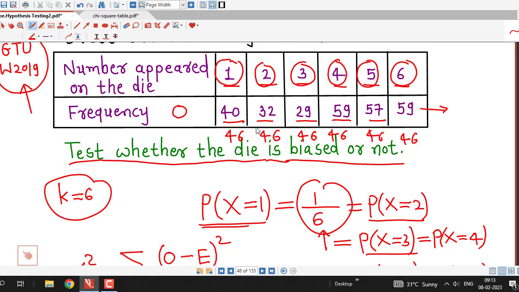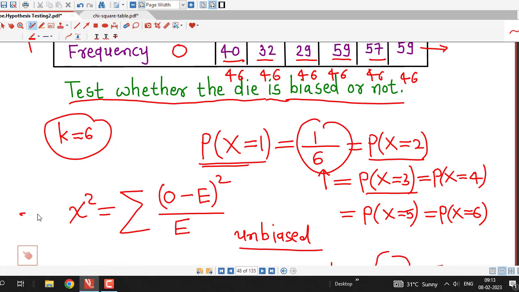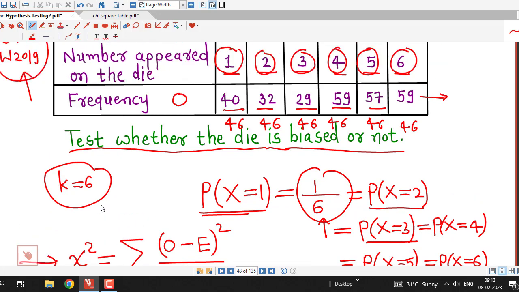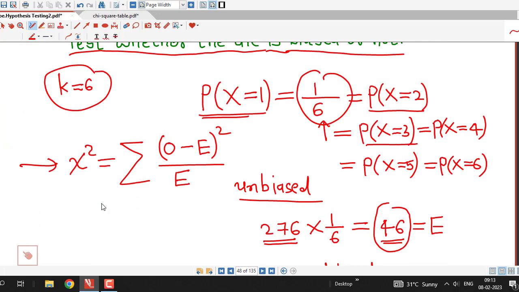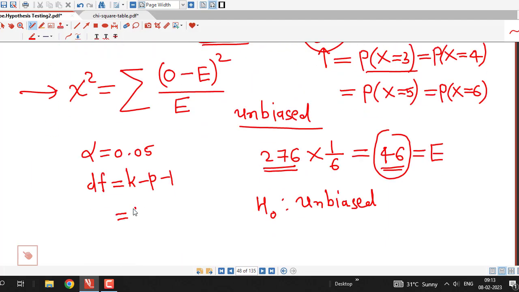So then we will find out value of this test statistic, and here they have not given level of significance. So we will consider level of significance as 5% or 0.05. The number of degrees of freedom will be equal to k minus p minus 1, and here k is 6, and we are not estimating any parameter of the population using sample data, so small p will be 0. Therefore degrees of freedom will be equal to 5.